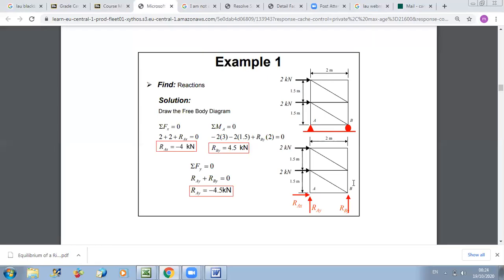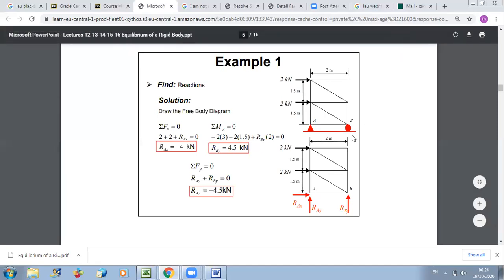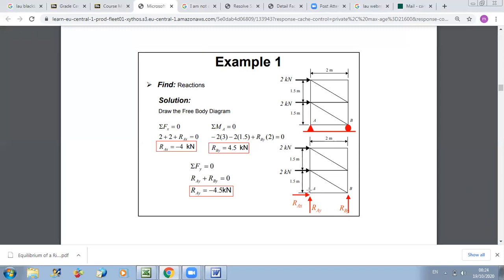Can you give me an equation? Sum of moments at A. Yes, very good. Sum of moments about A. Why? Because if you look at your figure, RAX and RAY pass by A. So if you do sum of moments about A, RAX and RAY will not have any moment, and only RBY will have a moment.